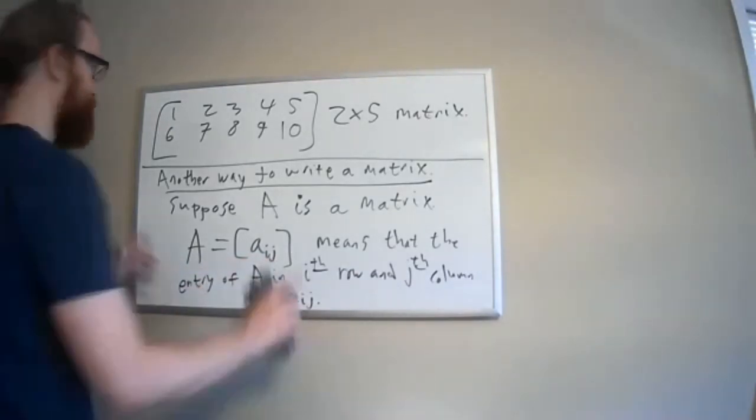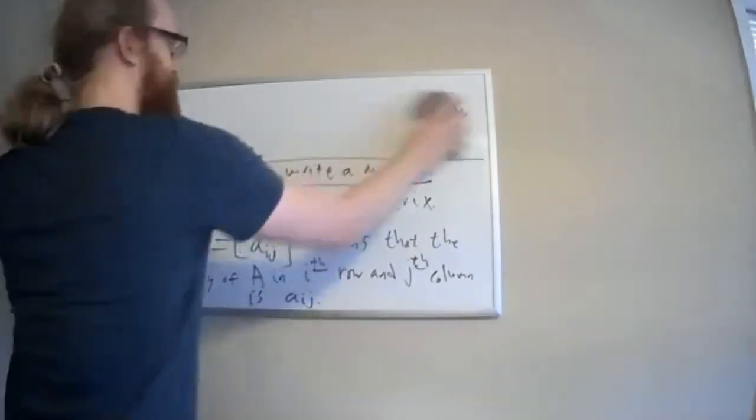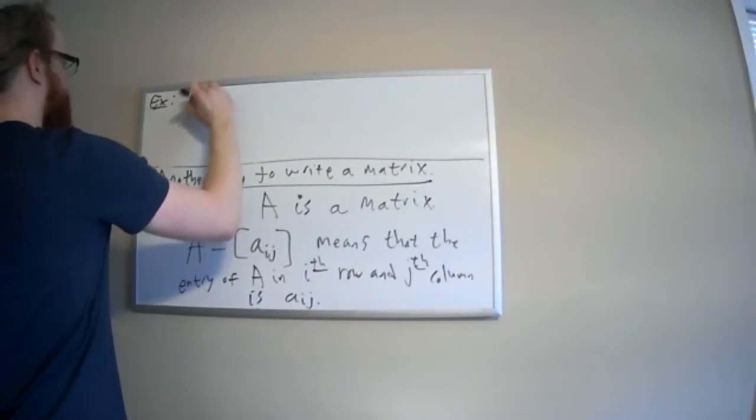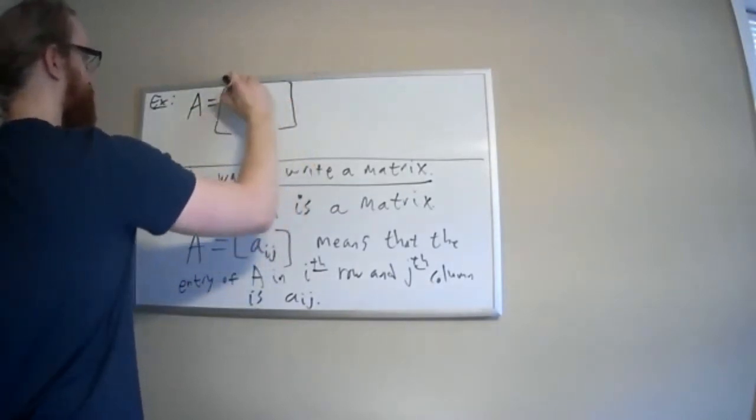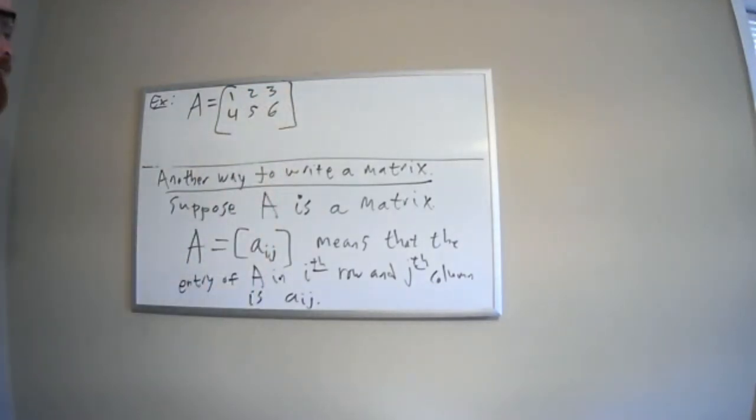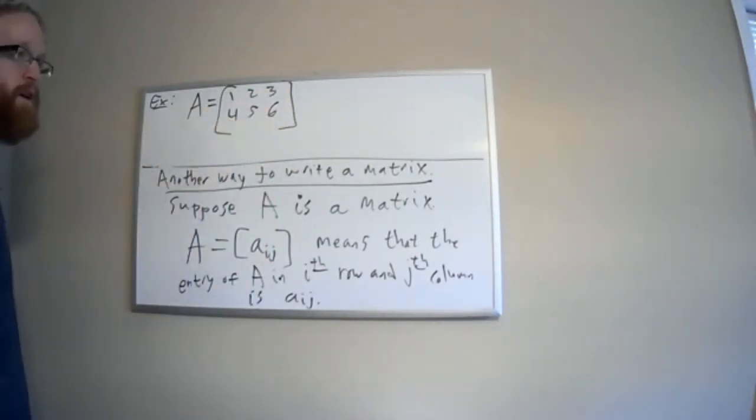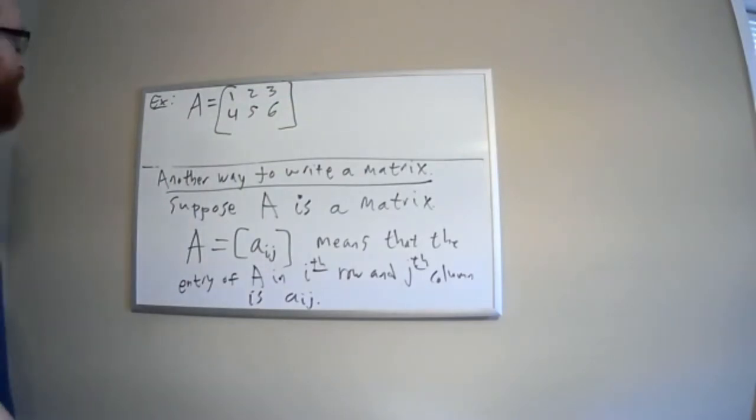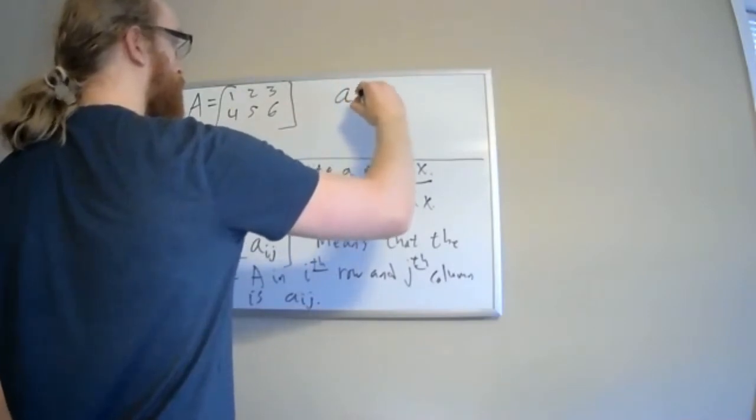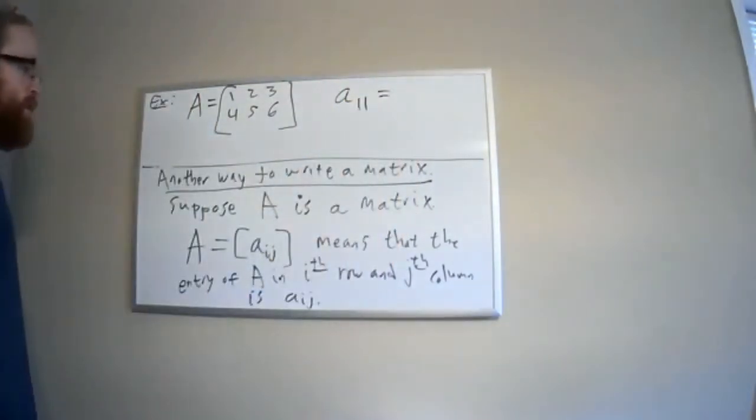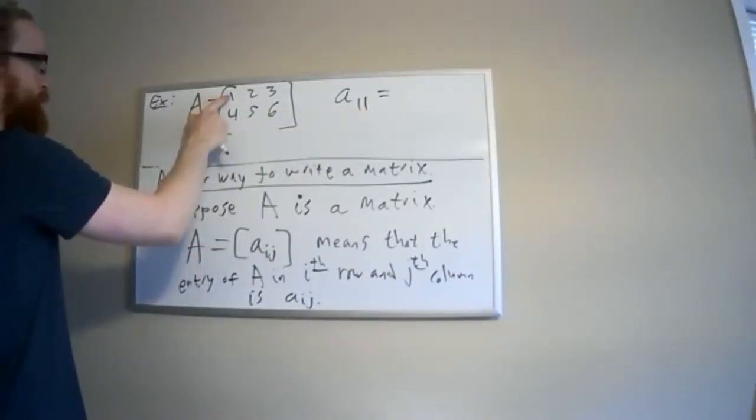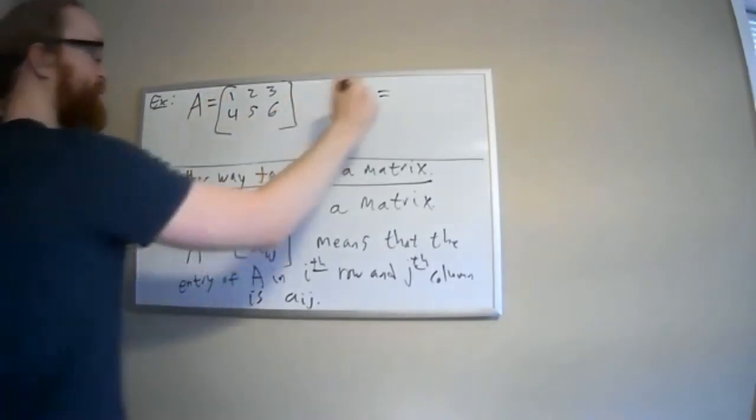Okay, let's see some examples of this just to make it clear. Let's say A is this matrix. 1, 2, 3, 4, 5, 6. Okay. A is this matrix. I have 2 rows and 3 columns. So this is a 2x3 matrix. And what would be a_11? a_11 for A, well, the 1, 1 says go to first row, first column. Well, that's first row, first column. That's 1 in this corner here. So a_11 is 1.